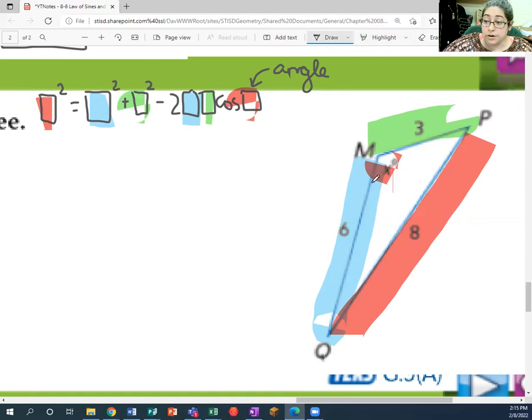All right, the measure of the angle is X. The measure of the side across from that angle is 8. The blue side we marked as 6. The green side is listed as 3. And there's my equation. Remember, between all of these boxes, I have a multiplication. All right, and now I'm just going to do some arithmetic here.